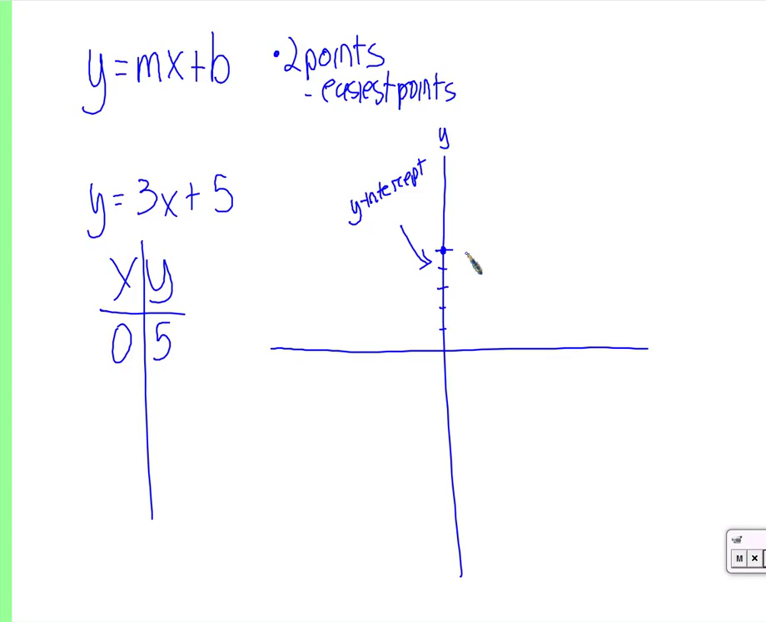Now for this equation, 0 is the winner for the easiest thing I can plug in for x. What's the next easiest thing I can plug in for x, Johnny? 1. I would agree. 1, comma, well, 3 times 1 is 3, plus 5 is 8. Notice I went over to 1, and how many more did I go up? 3. Surprising? No.